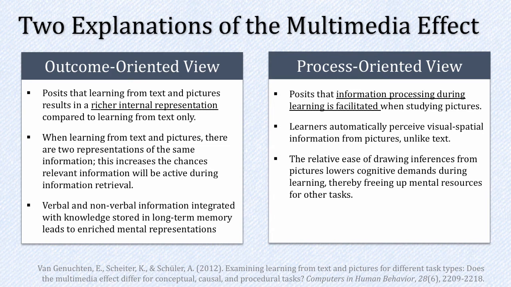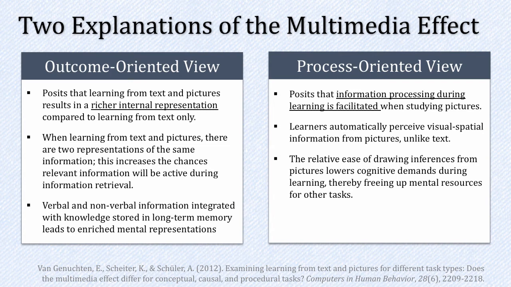And that explanation simply posits that information processing during learning is facilitated when learners study pictures. Why would that be helpful? Well, the idea is that learners automatically perceive visual spatial information from pictures, which is different than text. We can't quickly or automatically get visual and spatial information from text.